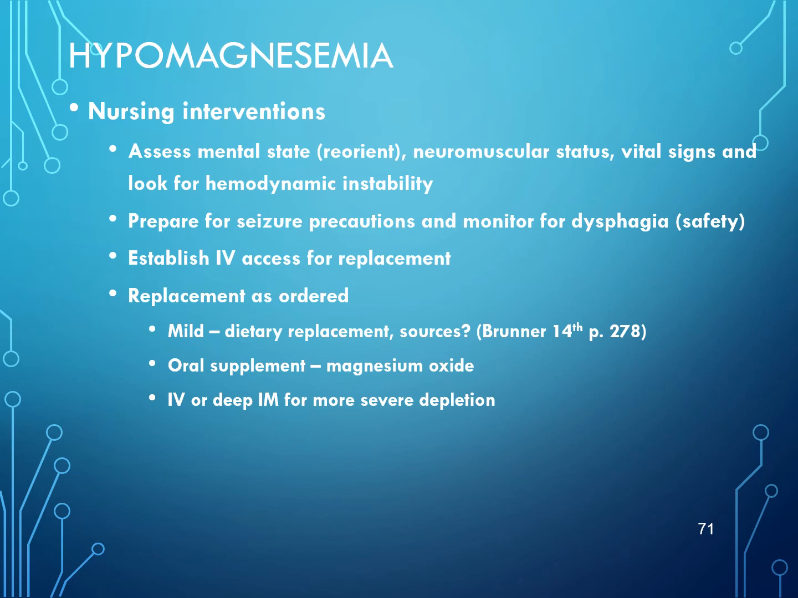And it's not to exceed 150 milligrams per minute. We want to monitor for signs and symptoms of hypermagnesemia and monitor for urine output. If it's under 100 mLs in 4 hours, you would want to notify the doctor.